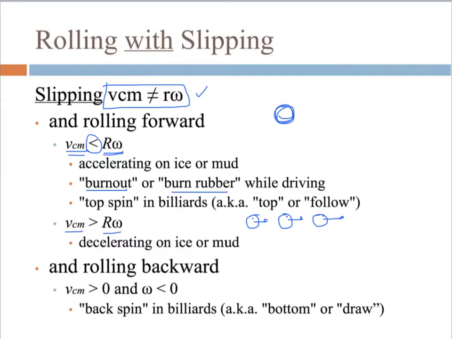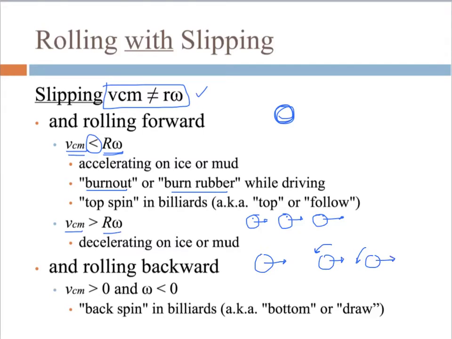And then this last example, down at the bottom, is when you are rolling backward, when your center of mass is moving forward, but your rotation is opposite of that. You can imagine a backspin in billiards. You have an object that is moving forward, but you have a backspin on it, so it's rotating backwards, but it still continues to move forward.